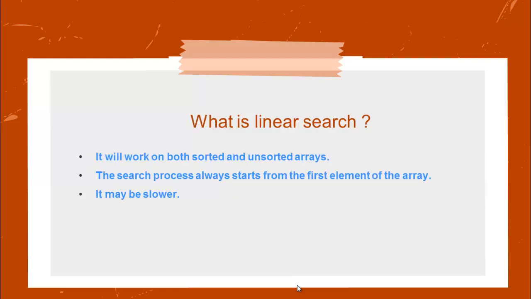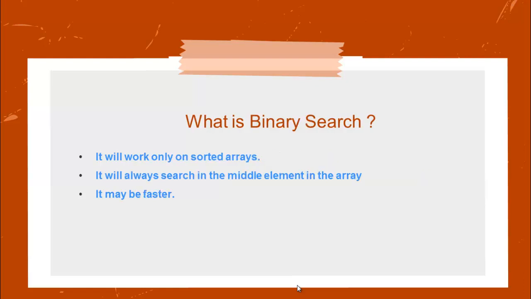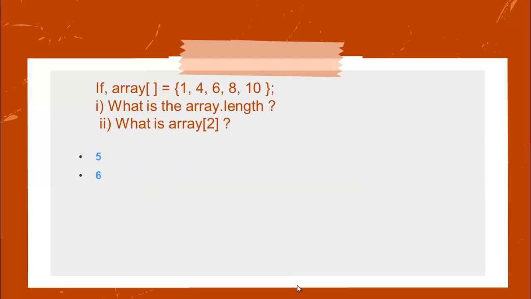Linear search will work both on sorted and unsorted array. The search process always starts from the first element of the array and it keeps on going till the end of the array. It is a slow process. Binary search works only on the sorted array. It will always search in the middle element in the array. It may be faster.